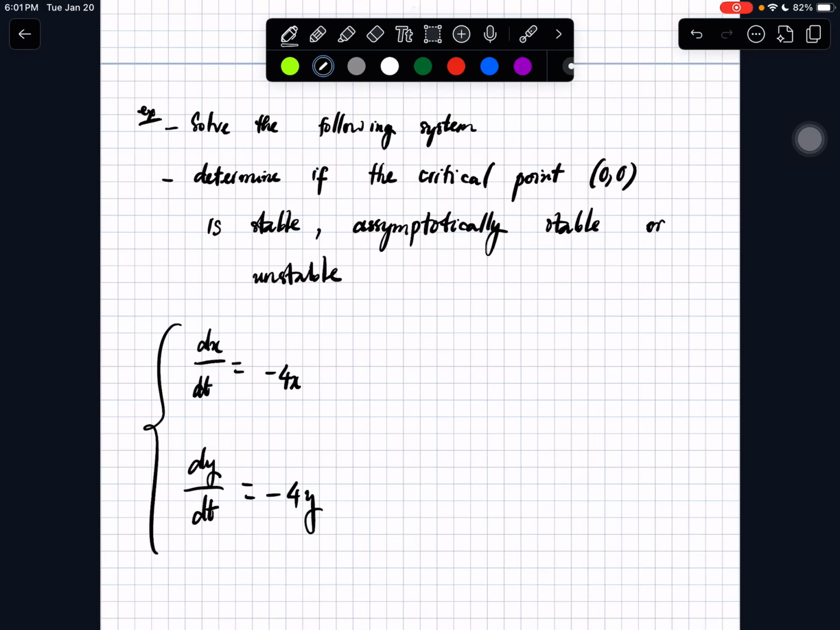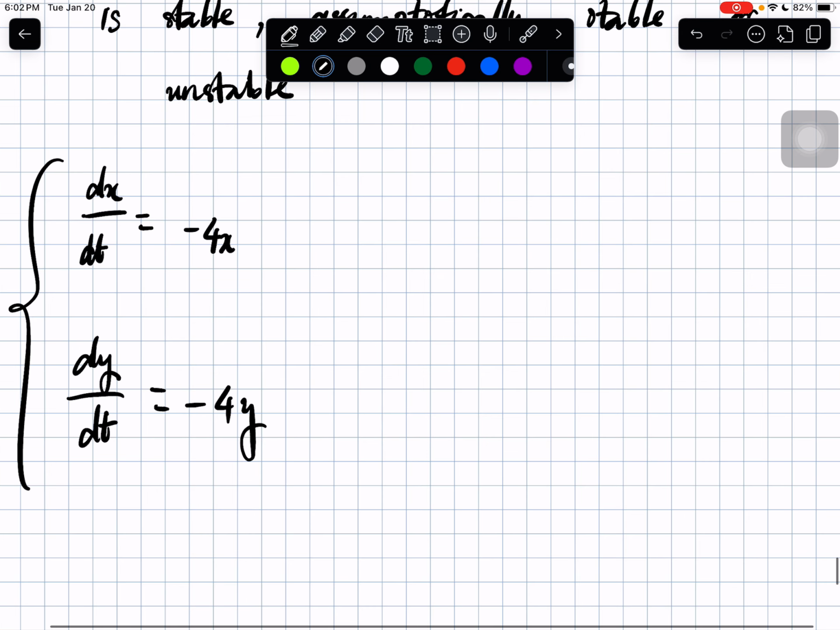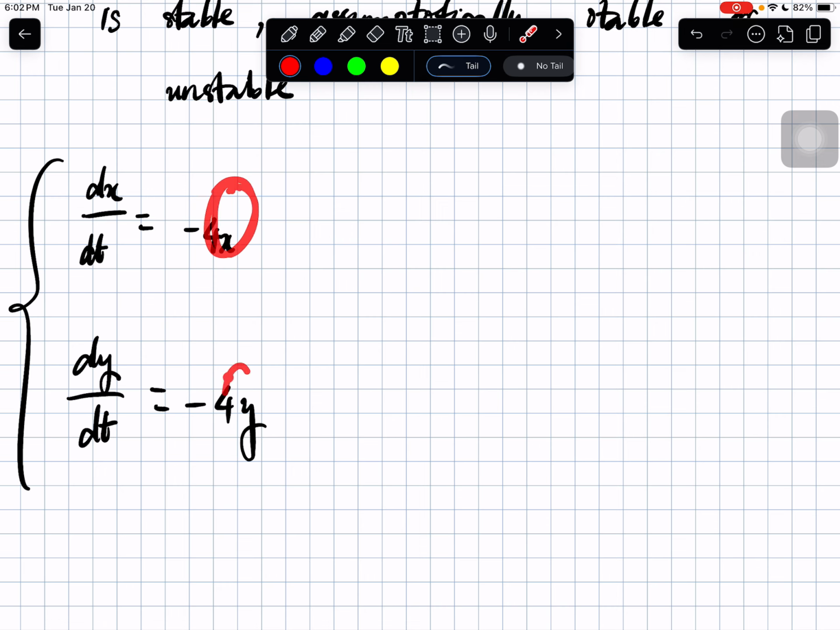Solve the following systems and determine if the critical point (0, 0) is stable, asymptotically stable, or unstable. So (0, 0) is a critical point. As you can see here, x equals 0, y equals 0, we have dx/dt and dy/dt both equal to 0.